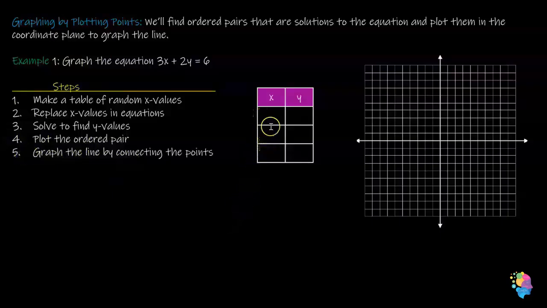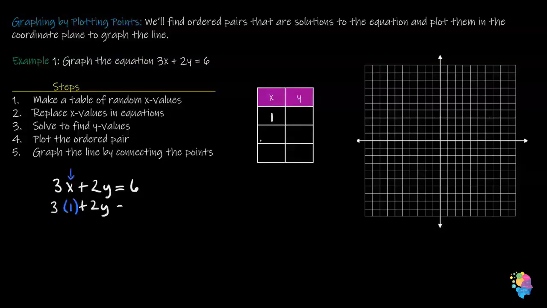So, since we're not given any values, I'm going to begin by selecting a number myself for x. Let's try a 1. So then I go to the equation, and right here where I see an x, I'm going to replace it with a 1. Bring down the rest, and I simplify. Well, 3 times 1 will be 3, plus 2y is equal to 6.